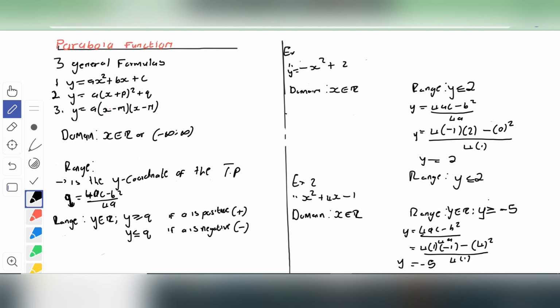Then you check your a. If your a is positive, then y is greater than or equal to. If your a is negative, then it's going to be less than or equal to, right? Then we are done with the domain and range of parabola functions.